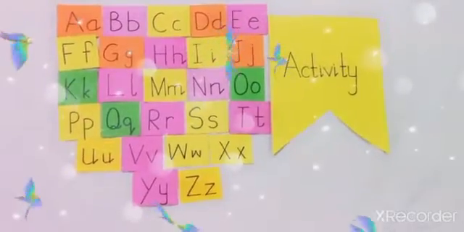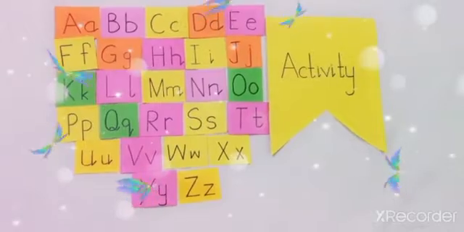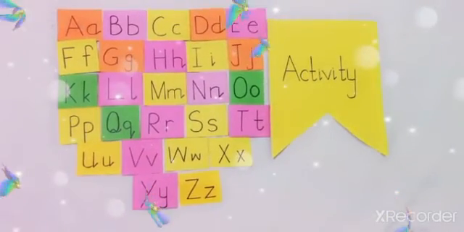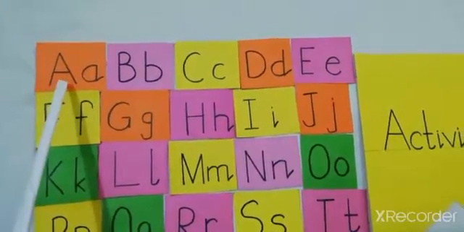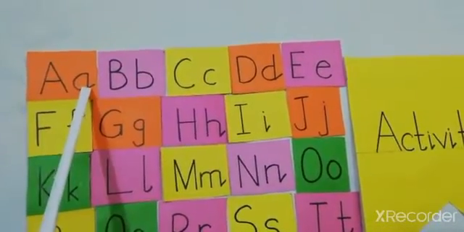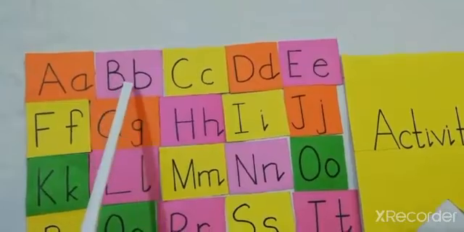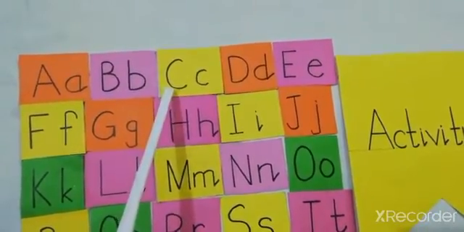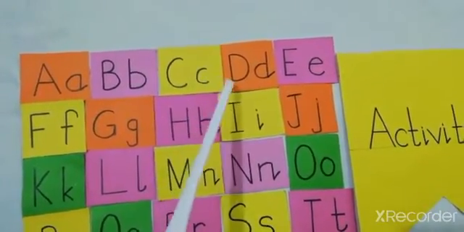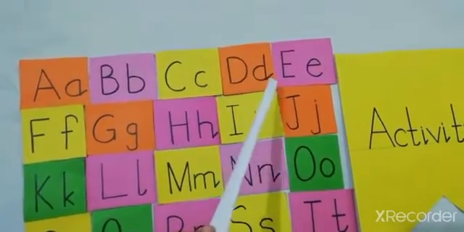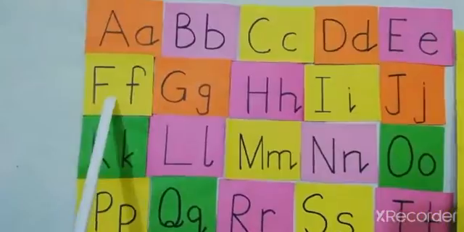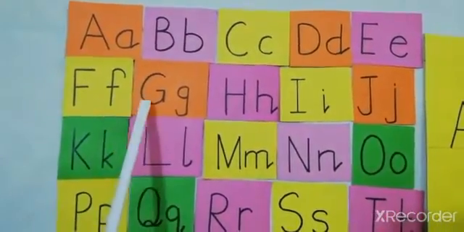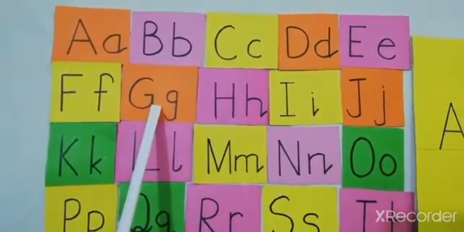In this way, you will arrange all the letters alphabet from A to Z. Let's start the reading. Capital A, small a. Capital B, small b. Capital C, small c. Capital D, small d. Capital E, small e. Capital F, small f. Capital G, small g.